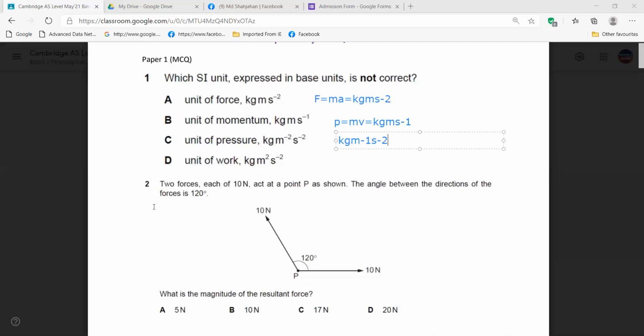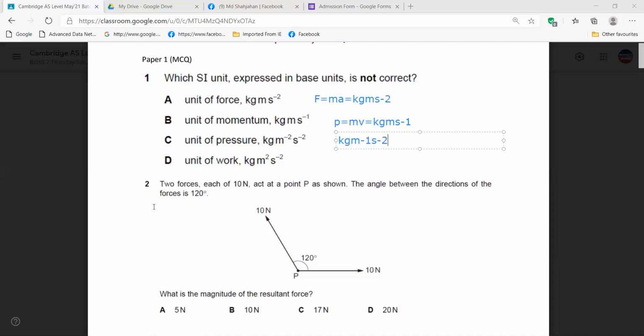Question two. Can you read, please? Yes, sir. Question number two. Two forces, each of 10 Newton, act at a point P as shown. The angle between the direction of the forces is 120 degrees. What is the magnitude of the resultant force, right?